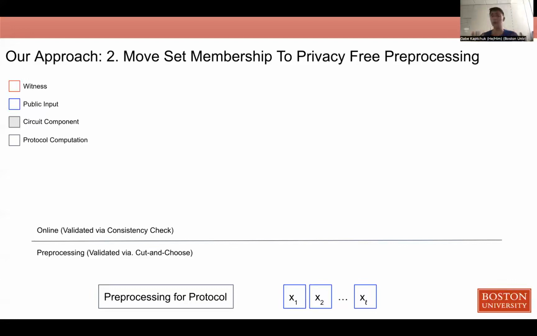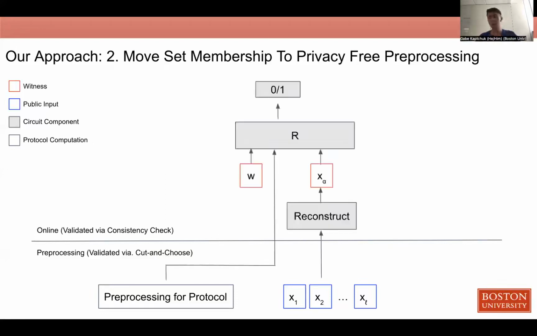So one natural way you might want to try to use a pre-processing phase is in addition to pre-processing for efficiency in the online MPC, we're also going to create secret shares of all of the publicly known values x1 through xL. Then during the online phase, we're going to take one of those secret shared values, reconstruct it to get x alpha, and then evaluate the relation circuit on x alpha.